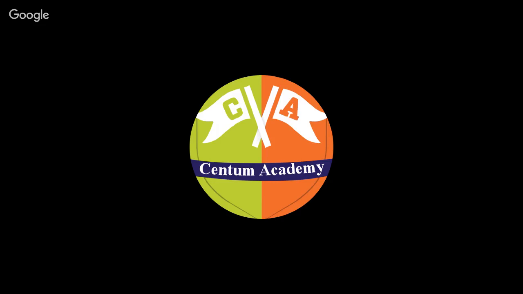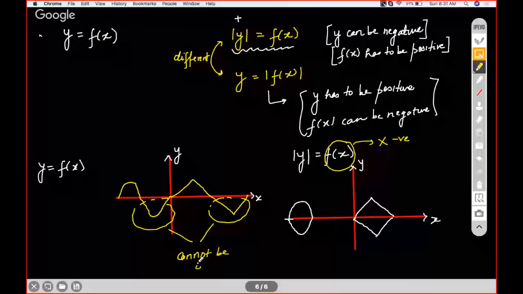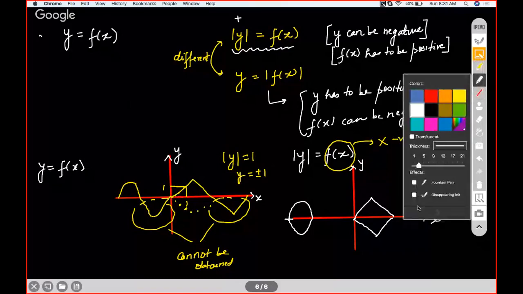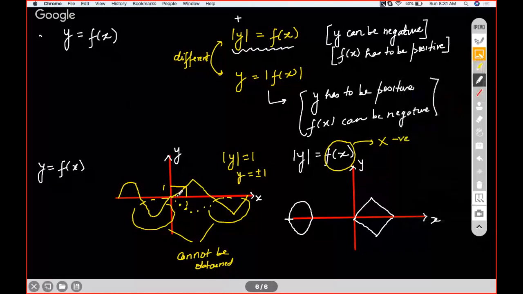Okay. Now, where f of x is positive, let's say I have these two graphs, and let's say here at x equal to 1, I get a value of 1. So this means you're saying mod y equal to 1, meaning y can take two values for the same x, which is plus and minus 1. So for the same value, we will have a graph value down as well. For all these values, we will start getting a value down as well. Are you getting this point? Understood, this is how it gets reflected about the x-axis like this, and that's how we get this structure.